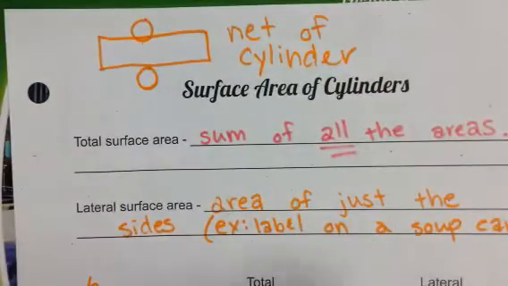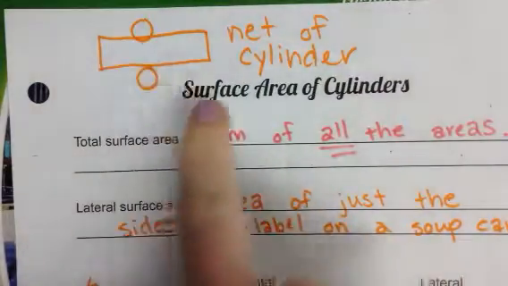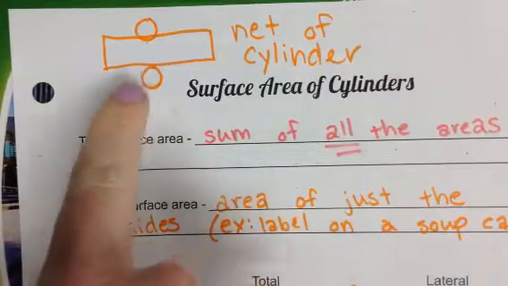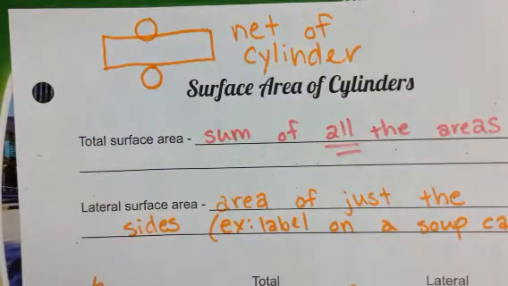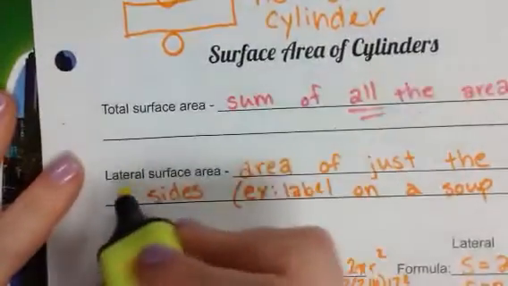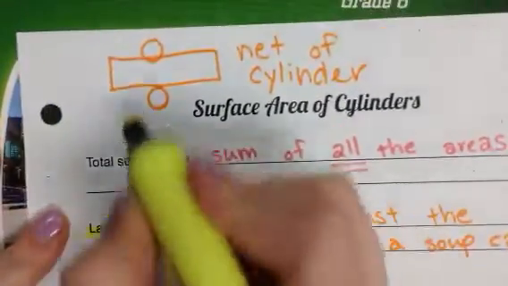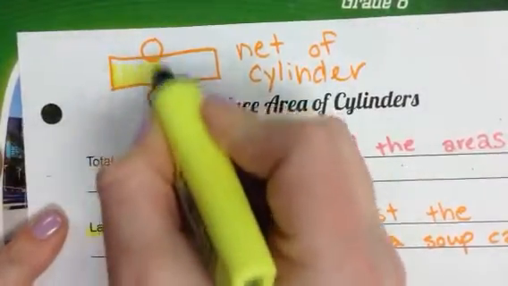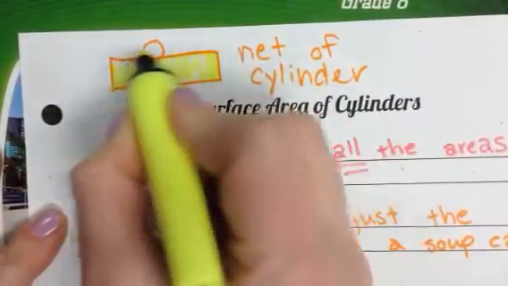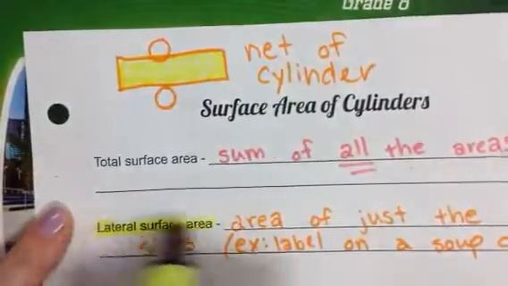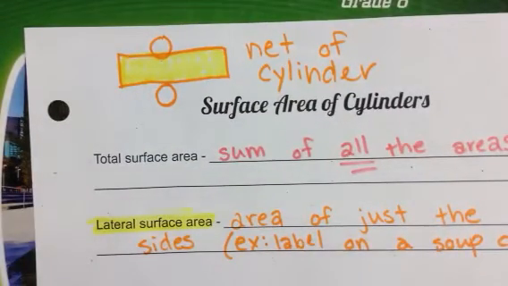So whenever we're getting surface area, if I'm getting total surface area, I get the area of the 2 circles and the curved part. If I'm getting the lateral surface area, it's just this part in here. Okay, so that's why that formula is shorter.